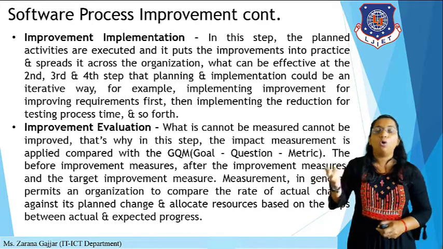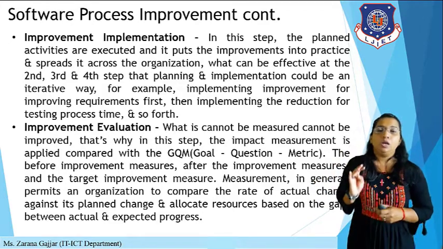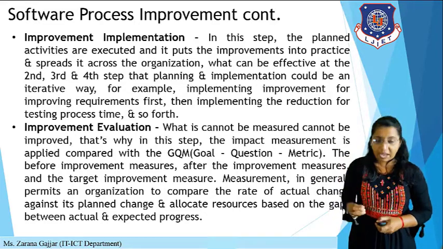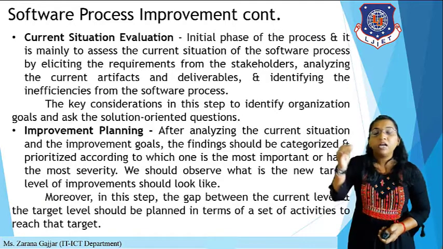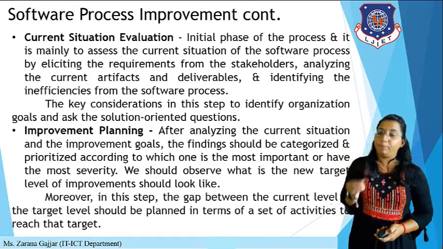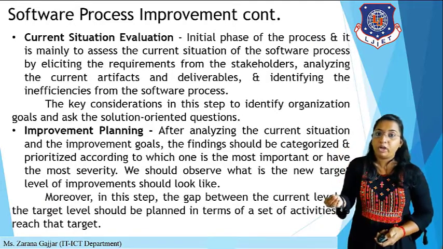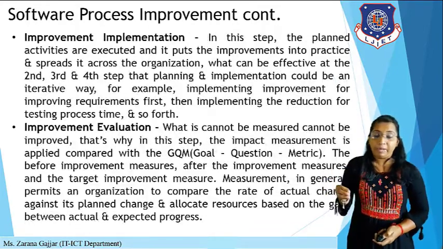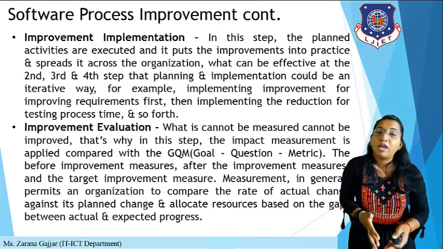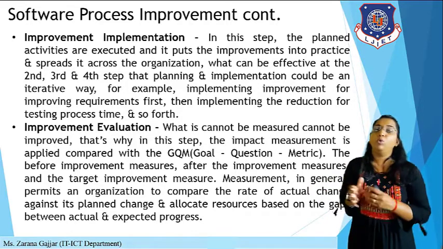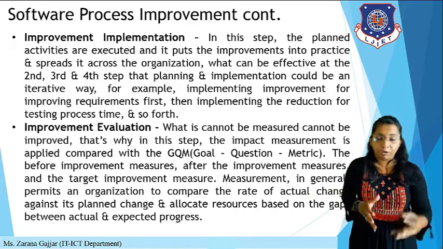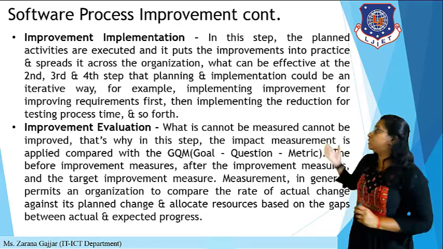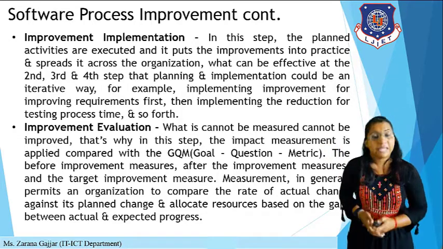Okay, so these are all four cyclic steps for software process improvement. First, you need to analyze what exists, so that is current situation evaluation. Then you are doing improvement planning. Then you are doing the actual implementation. And at last you are performing evaluation of that improvement. Whatever you have improved, you have to calculate according to the metrics and measures. Okay, so this is all about software process improvement.